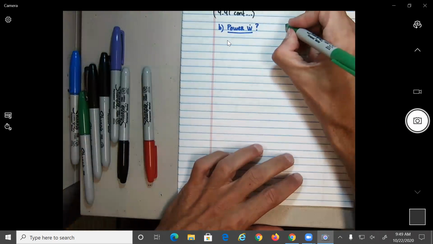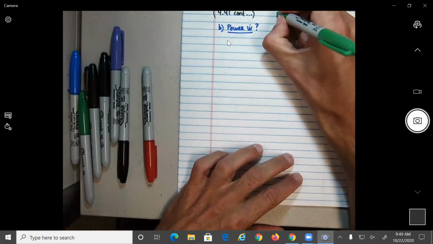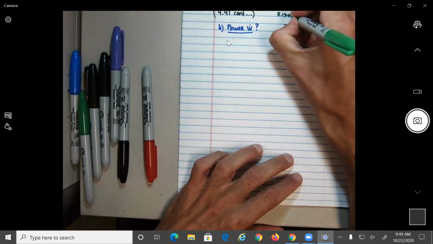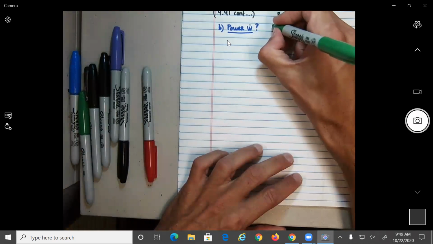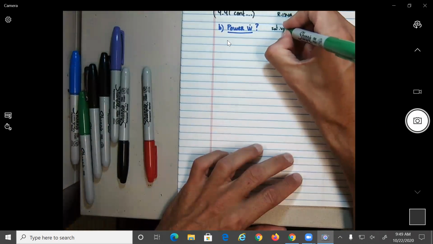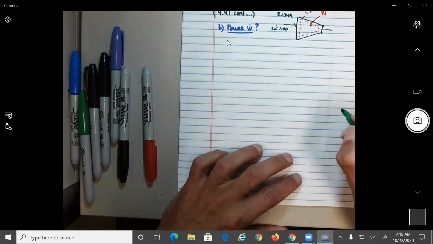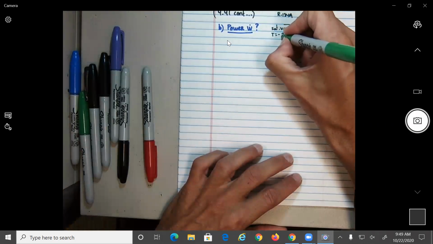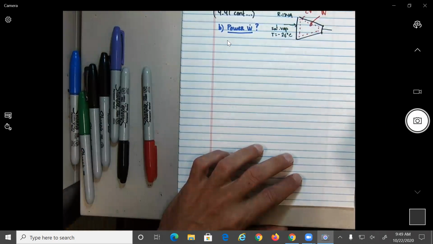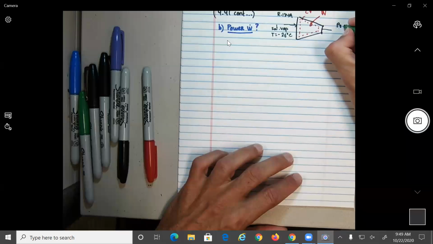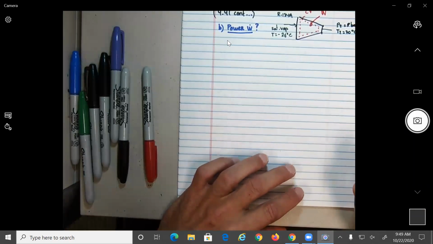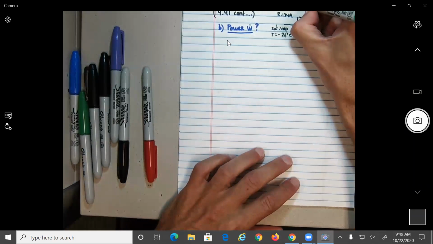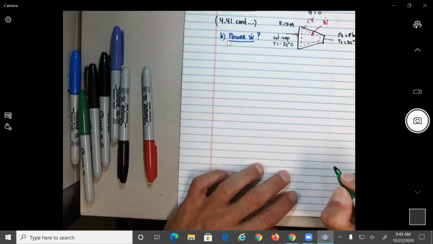We know the substance is refrigerant 134A that initially is saturated vapor at a temperature of minus 26 degrees Celsius. P2 is 8 bar at a temperature of 70 degrees Celsius. Okay? And they tell you that the system is insulated, so you know the heat transfer is 0.